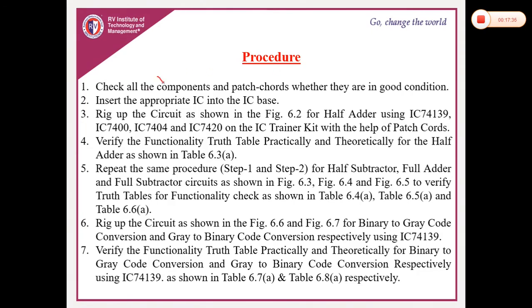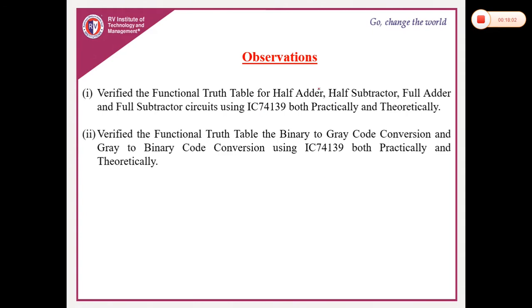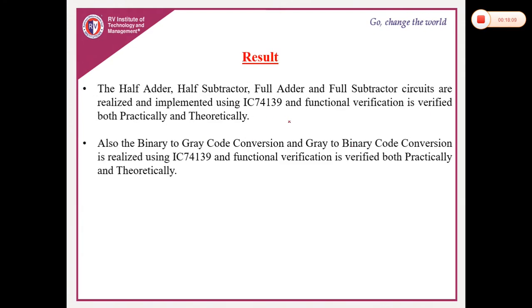And the procedure you already know. First and foremost, you should check all the components and patch cards whether they are in good condition. Then put all the ICs as per the circuit diagram in the respective sockets. Then rig up the circuits for verification of half adder, half subtractor, full adder, full subtractor. Okay, then binary to gray and gray to binary code conversion. So that is all about the procedure, and you should observe and verify the truth table or functionality table associated with all of them, and write the result.